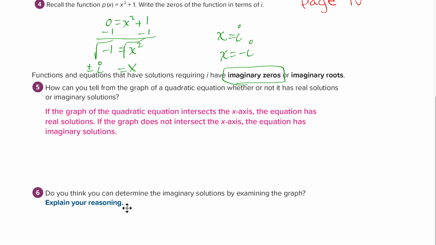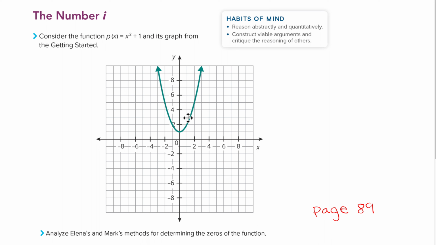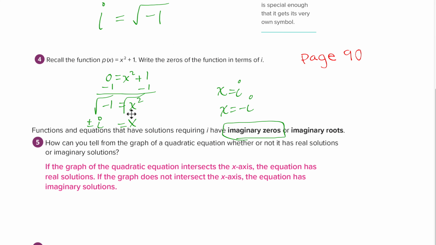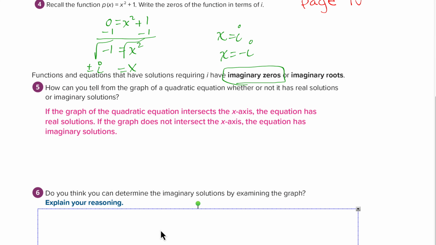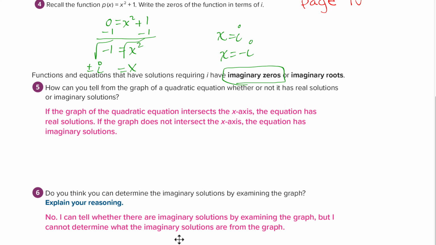Do you think you can determine the imaginary solutions by looking at the graph? So here were our solutions, x equals i and x equals -i. Can we look at the graph and figure that out? Well, here's the problem. This graph deals with real numbers, not imaginary, so these numbers are not on that graph. We would need a special graph. It's called a complex graph. Whenever you hear about complex numbers, they deal with i's and real numbers together. We're going to show you an example of that coming up.